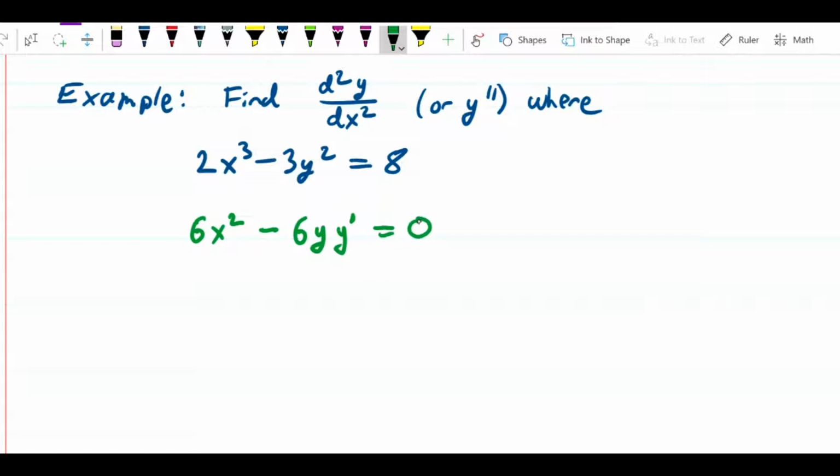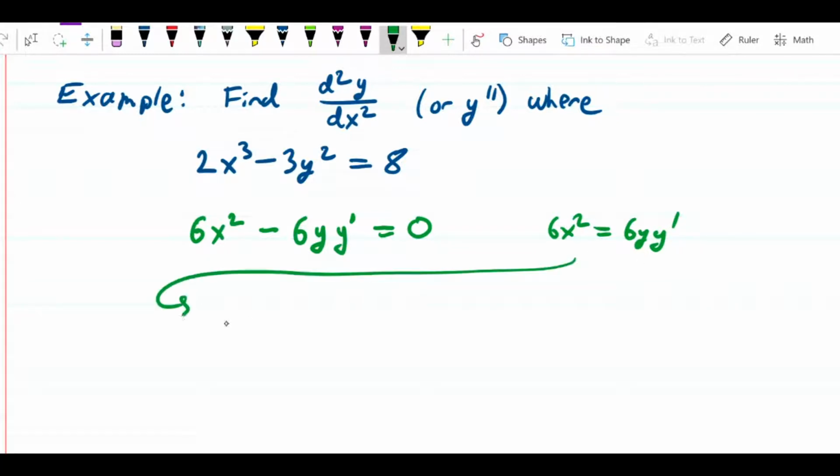So if I now solve for y prime, I get here 6x squared equals 6y y prime. Let me come down here. That gives us 6y y prime equals 6x squared. I can cancel the 6's, and I get y prime equals x squared, and then finally y prime equals x squared over y.